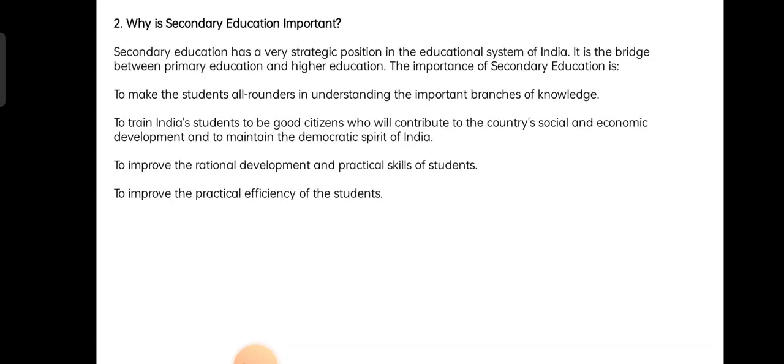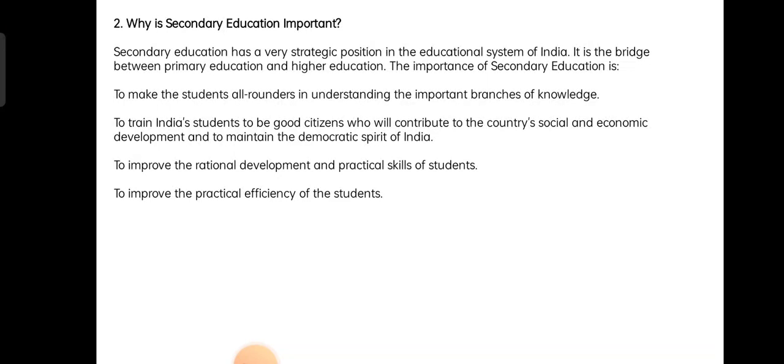And the second one is, why secondary education is very important, why we should study secondary education. Why we have to go until secondary education, because it makes the students all rounder. Yes or no? In the previous point we have read, it develops all round development, material, spiritual, physical, emotional. And the second one is, they want to become good leaders, patriotic, good citizens. And the third one is to improve the rational development and practical skills of the students.